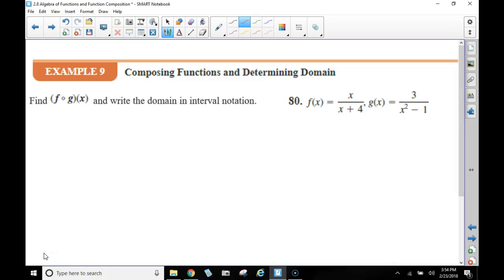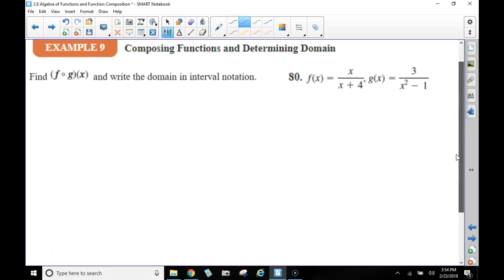Okay, so for whatever reason, there does not exist an example 8. The last example was 7, and now this next example is 9. So don't be freaking out thinking that you're missing something. There's not an example 8 here, because there's not an example 8.